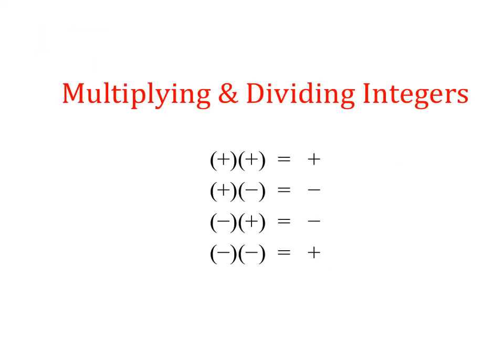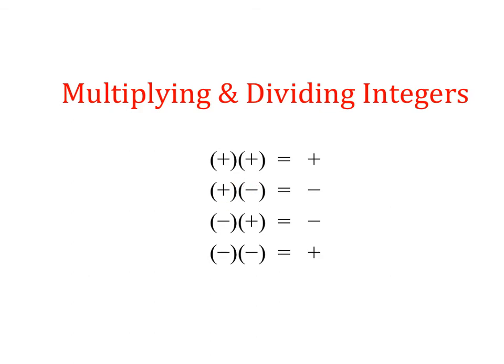All right, now I want to switch gears and talk about the rules for multiplying and dividing with integers. So first of all, when you have parentheses that are touching like this, it means multiplication. So there's 4 basic rules. Well, actually only 3. When you're multiplying 2 positives, our answer is always going to be positive.